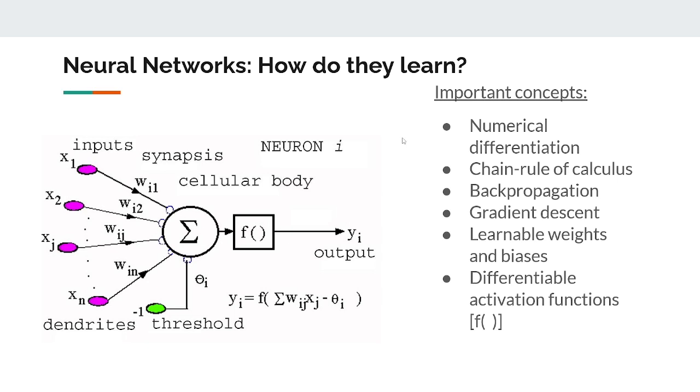First, how do they learn? Some important concepts are numerical differentiation, chain rule of calculus, backpropagation, gradient descent, learnable weights and biases, which is a big one, and also differentiable activation functions. On the left here we can see the perceptron, which is kind of like the basic neuron in a neural network. It takes its inputs, and each input is multiplied by its own weight, which then gets summed up with also the bias, put through an activation function where you get your output y. And the formula can be seen down here.